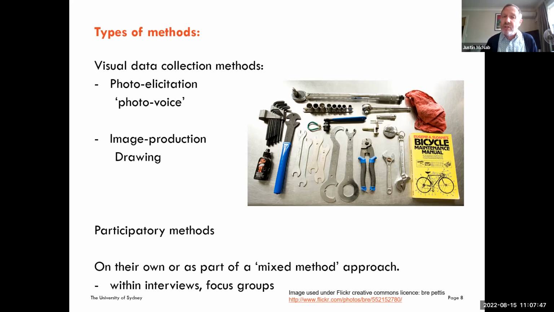And also just to note that these methods can be used on their own or as part of a mixed method approach with other methods. In our case, we're going to look at other qualitative methods, interviews, but they can also be used with focus groups, or they can be used with quantitative methods as well. So they can be used in combination with other things, as many qualitative methods can.